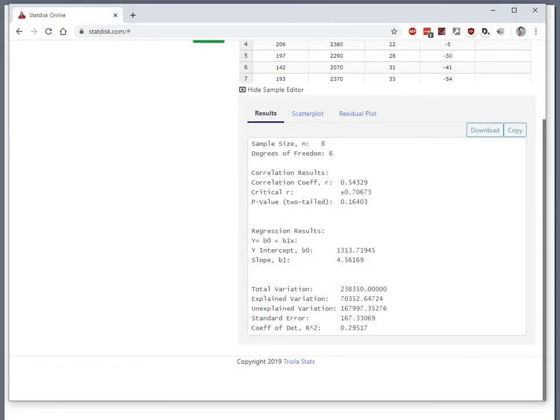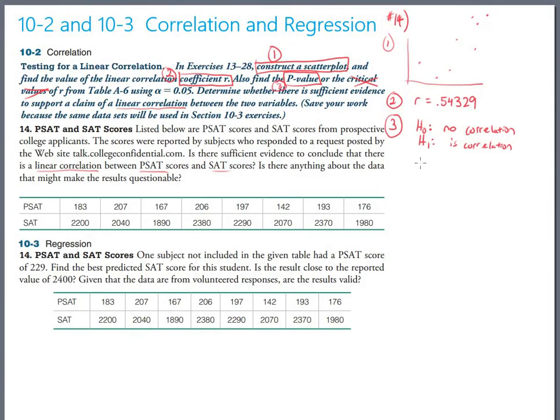Go back to StatDisk. The p-value is 0.164. Right there, 0.164. That's not an unusual sample, so we're not rejecting the null. We're saying there's no evidence of correlation. And you can just shorten that to no correlation. So that would be done with the 10.2 version of this problem.